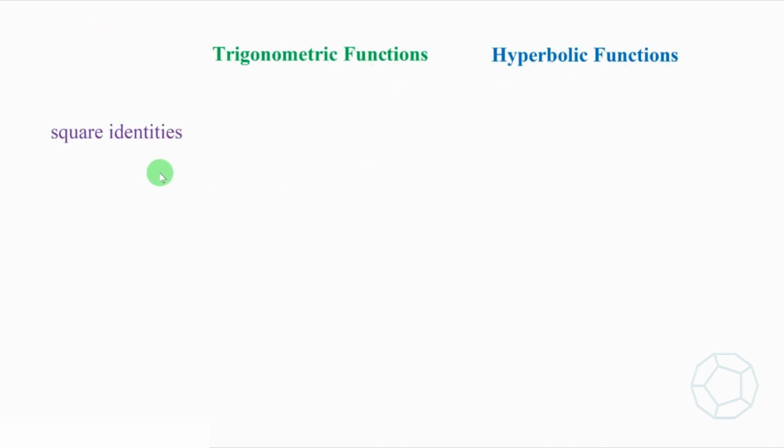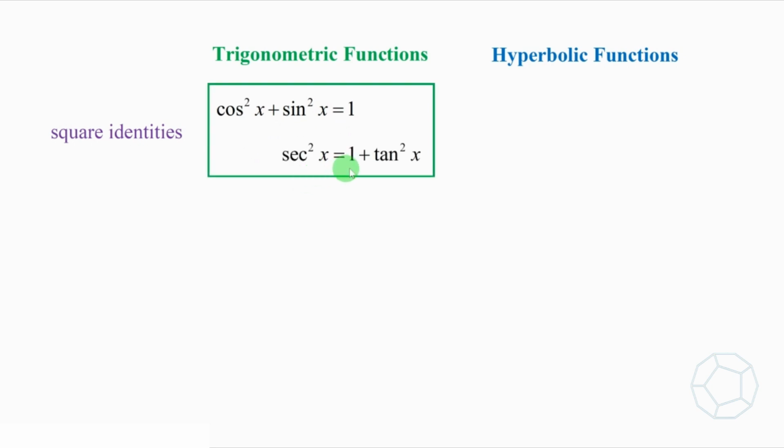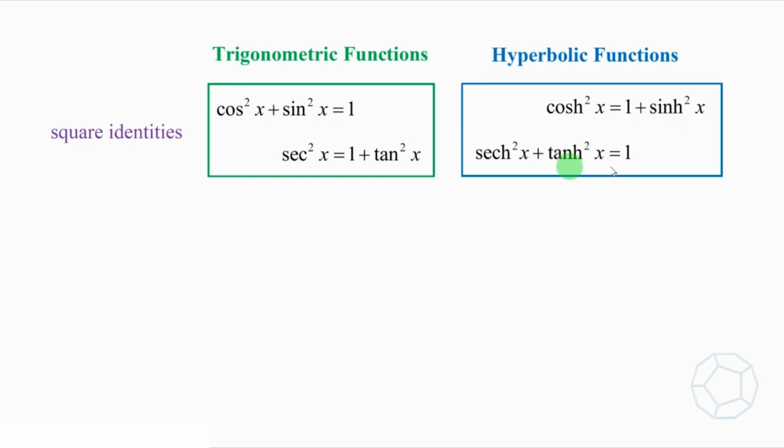Now let's check out the square identities. For trigonometric functions, we have cosine square x plus sine square x is equal to 1, and secant square x is equal to 1 plus tangent square x. However, for hyperbolic functions, the format of these 2 identities are different. They are hyperbolic cosine square x is equal to 1 plus hyperbolic sine square x, and hyperbolic secant square x plus hyperbolic tangent square x is equal to 1. They are the exact opposite of their peers.